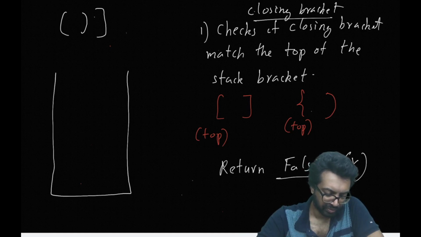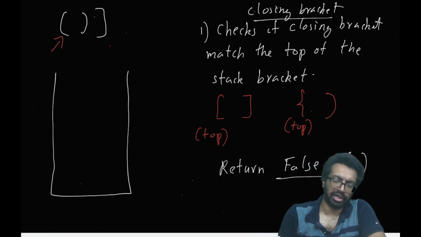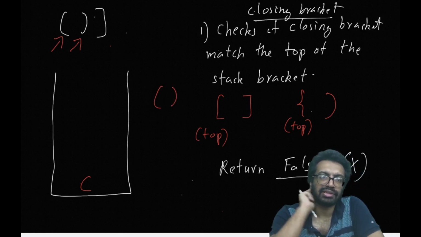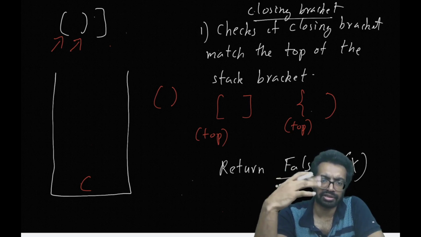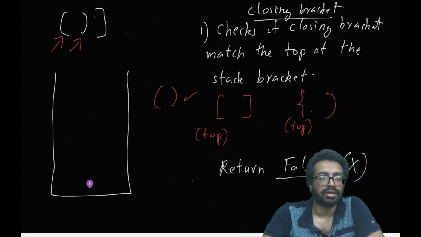What do we do? We put the first symbol in the string, and it's an opening bracket, push it into the stack. We go to the next symbol, it's a closing bracket. We check whether the top of the stack matches the current symbol, which is the closing bracket, and do they match? They match. So good. Since they match, I'm going to pop out the opening bracket. And now the stack is empty.